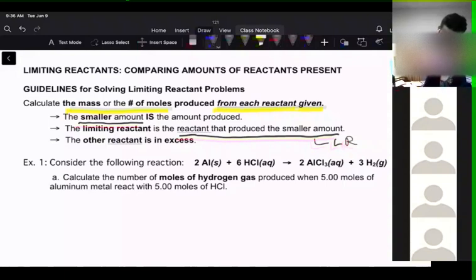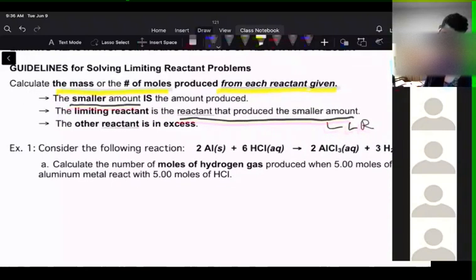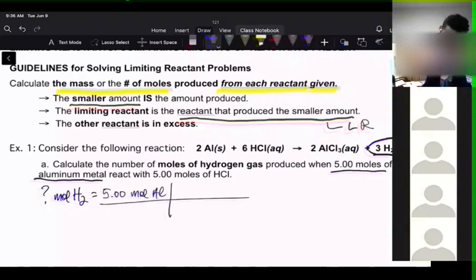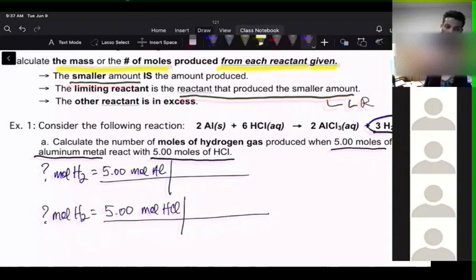So I'm going to set up two parallel calculations. We're going to look for hydrogen gas. So how many moles of H2 gas could I get if I started with aluminum? Now the other one is going to start with my other reactant. How many moles of hydrogen gas can I get if I start with 5 moles of HCl? Okay, so now I've written down the question. Go ahead and follow that process.